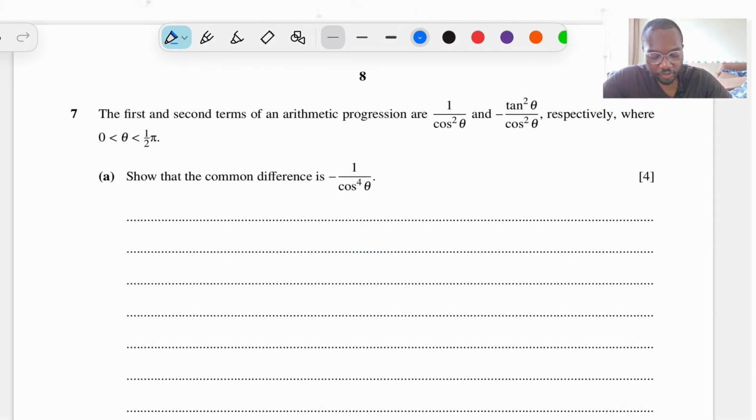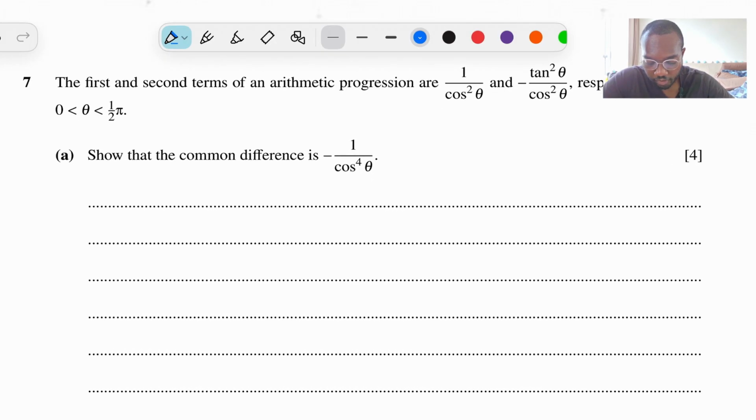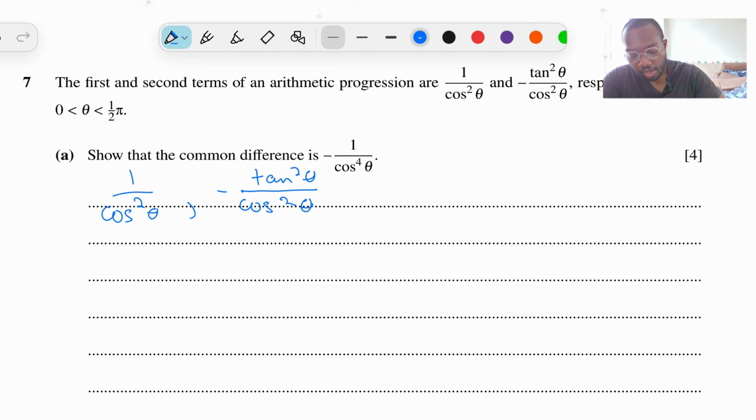For this question, we have the first and second terms of an arithmetic progression are 1 over cos squared theta and minus tan squared theta over cos squared theta, respectively, where theta is between 0 and pi over 2. Show that the common difference is minus 1 over cos to the 4 theta. Okay, so we know the first two terms, so it's going to be 1 over cos squared theta, and then we'll have minus tan squared theta over cos squared theta, and we know that it's an arithmetic progression, so there's going to be a common difference, so we're going to plus d, and that gives us that.